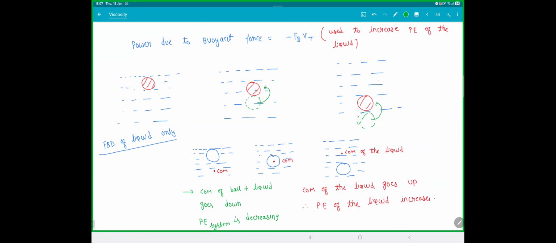So if I put this in a multiple choice question, they'll ask you something like this. When the ball is sinking in the liquid, what happens to the potential energy of the liquid? What happens to the potential energy of the ball? What happens to the potential energy of the system? They're different. Potential energy of the liquid is increasing, ball is decreasing, overall system is decreasing.